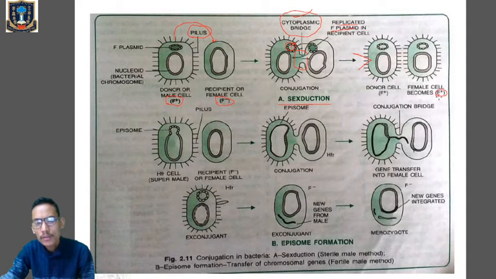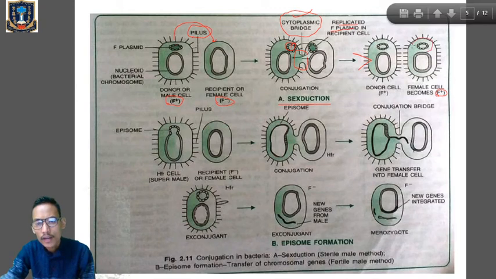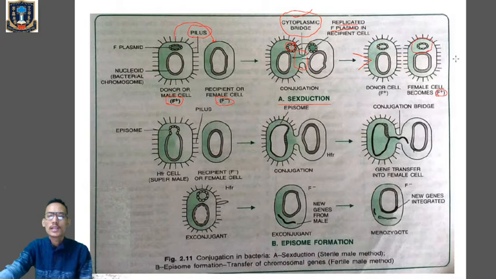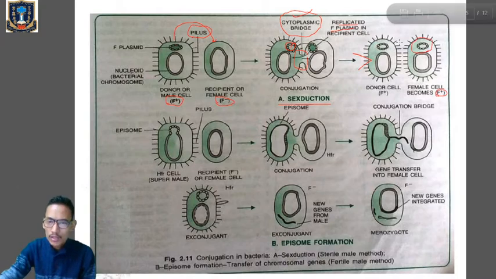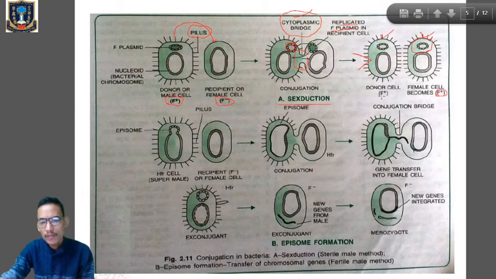Why do we call it F plus? The female cell is basically F minus. But why are we calling it F plus? Because now the female cell has received the fertility factor by the process of sexduction. So now both the male cell and the female cell have become F plus.